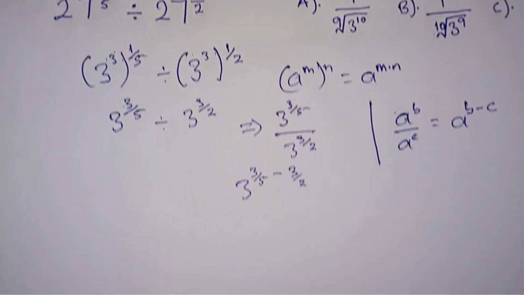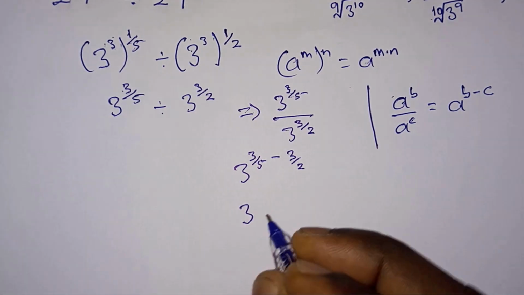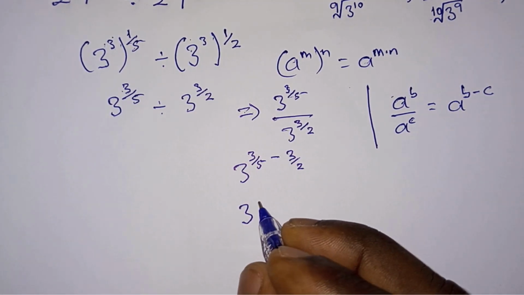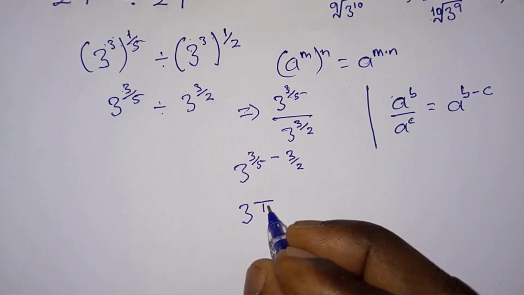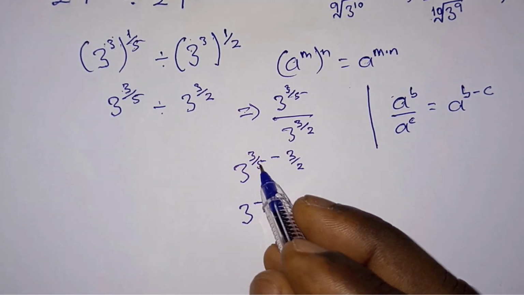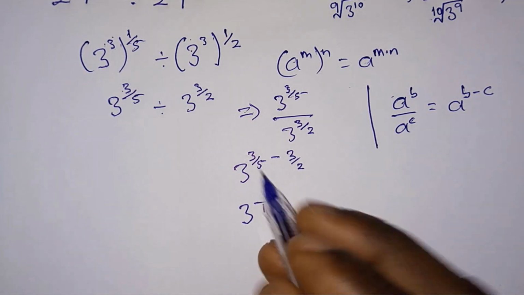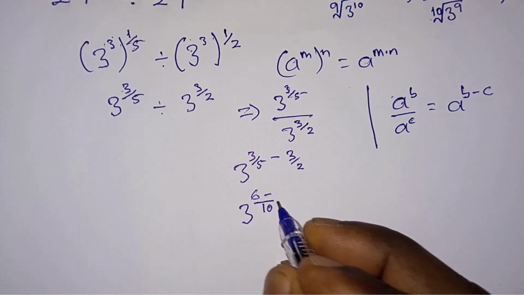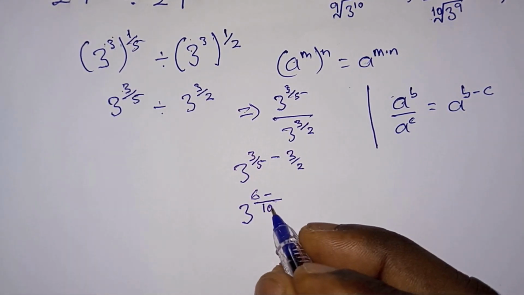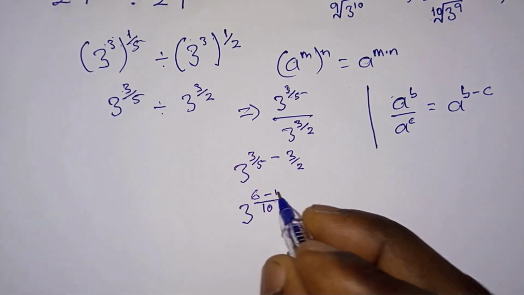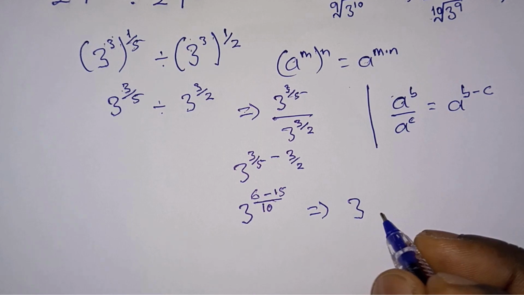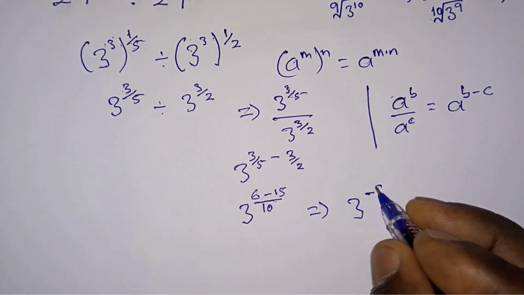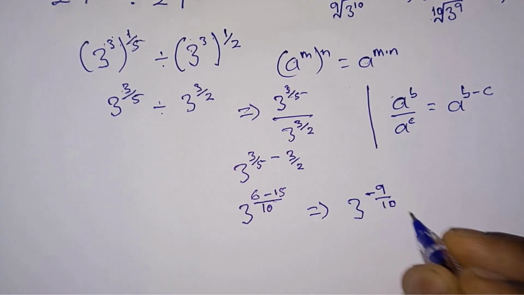And if we simplify the powers, we have 3 to the power, now you'll find the LCM. The LCM of 2 and 5 is 10, so you'll end up getting 10 here. 5 goes into 10 2 times. 2 times 3 is 6. 10 minus 2 goes into 10 5 times. 5 times 3, that is 15. So we end up getting 3 to the power negative 9 over 10.